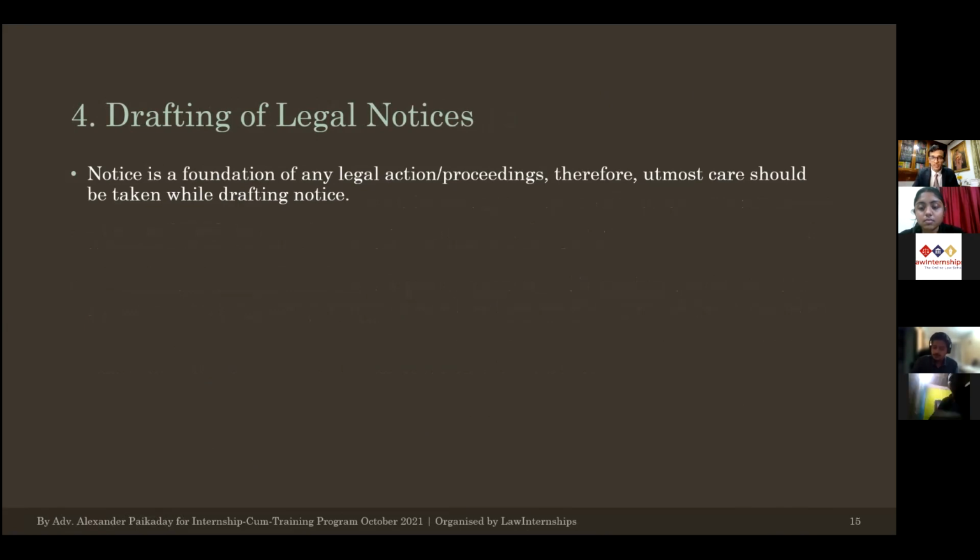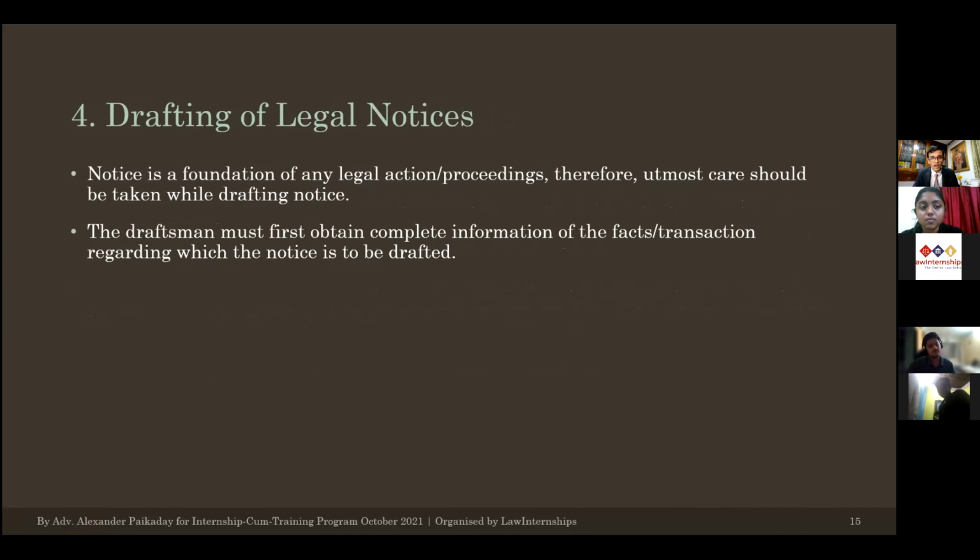Firstly, a notice is the foundation of any legal action or proceedings, therefore utmost care should be taken while drafting a notice. A draftsman should first obtain complete information of the facts and transactions regarding the notice to be drafted. Please do not draft a legal notice with half information.